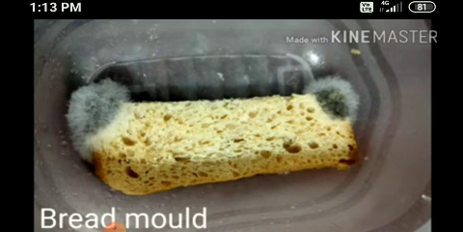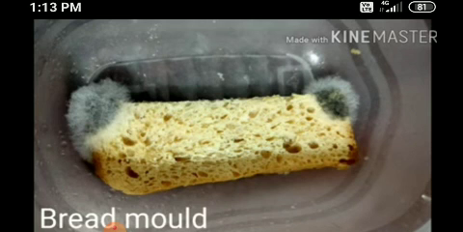The third one, what has happened to this? You can observe the cottony growth on the third bread piece. This cottony growth is called bread mold. This bread mold starts growing on the bread. This mold is nothing but one type of fungus.